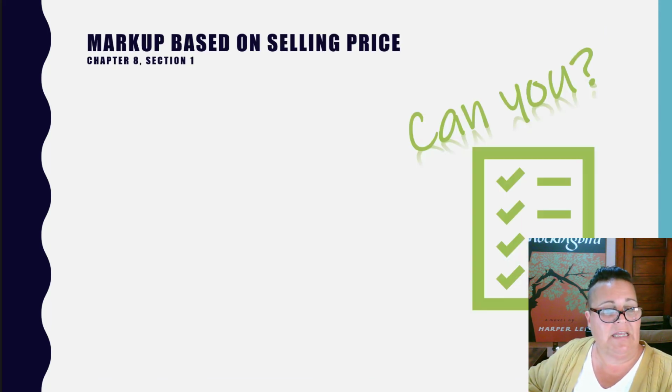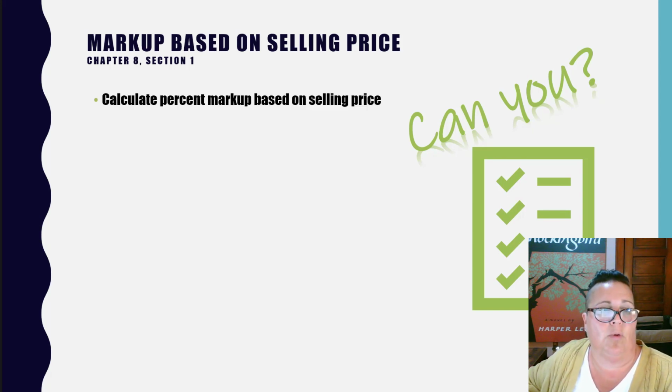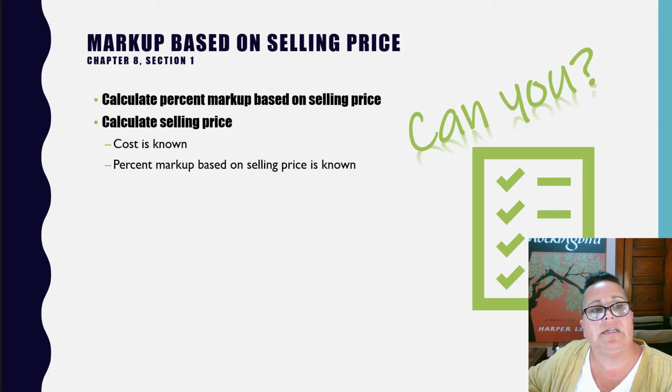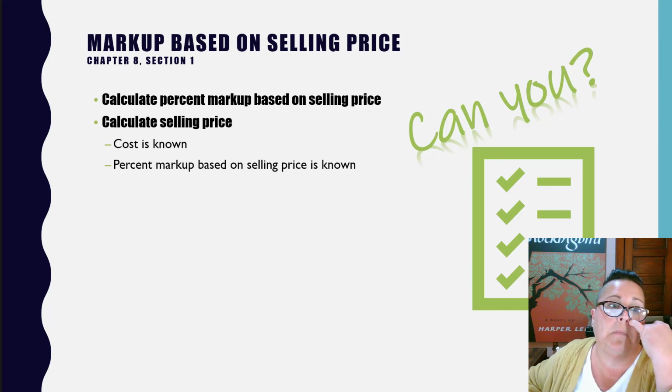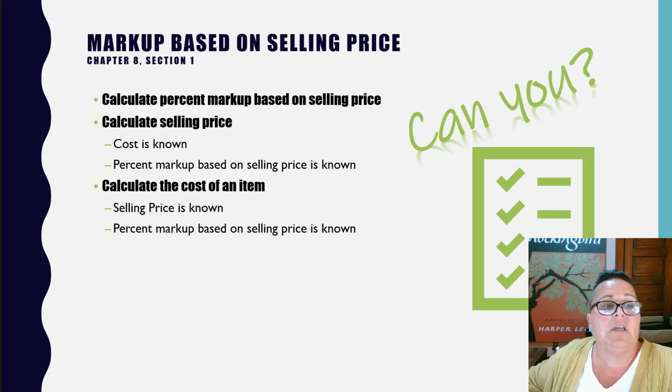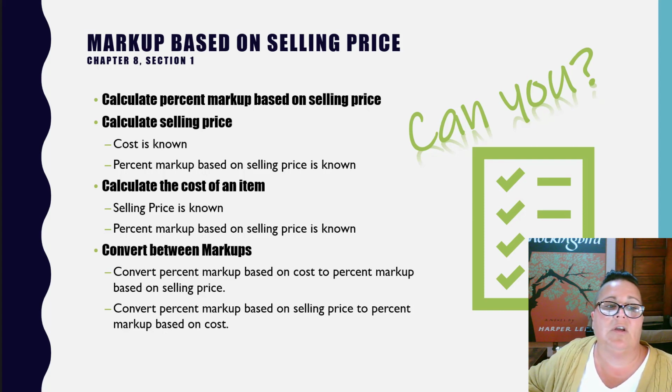All right, so we have reached the end of this one. So this is where we do a little bit of a check. Do you feel confident? Can you calculate the percent markup based on selling price? Do you feel like you can calculate the selling price when the cost is known and your percent markup based on the selling price is known? Can you calculate the cost of an item when your selling price is known and the percent markup based on selling price is known? Are you comfortable converting between markups? Can you convert the percent markup based on cost to markup based on selling price, and can you convert the markup based on selling price to a markup based on cost?